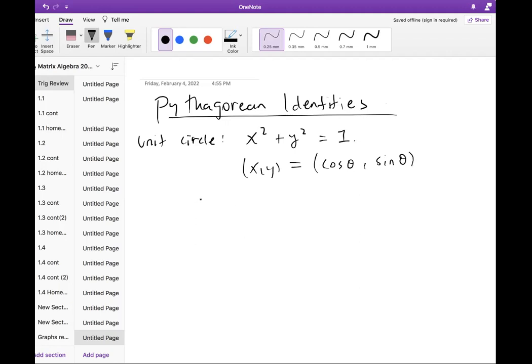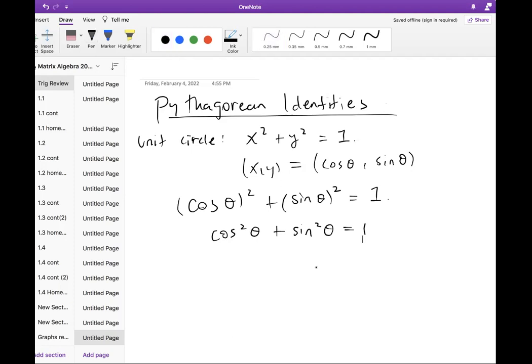So this tells you that if you plug in x and y for cosine and sine, you get cosine of theta squared plus sine of theta squared is equal to 1. Or another way of saying this, instead of putting the 2 out there, sometimes we just put the 2 right in front of the cosine. So that's why cosine squared plus sine squared is equal to 1. And again, that's just because of how we defined sine and cosine to begin with.